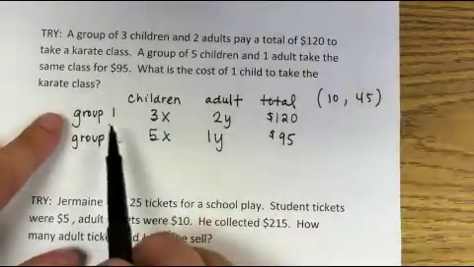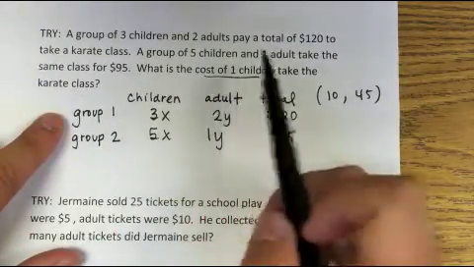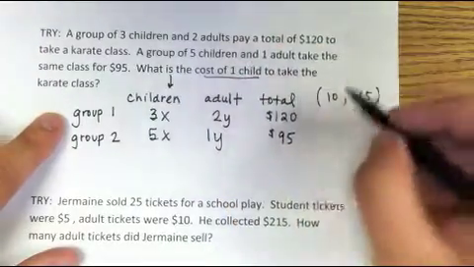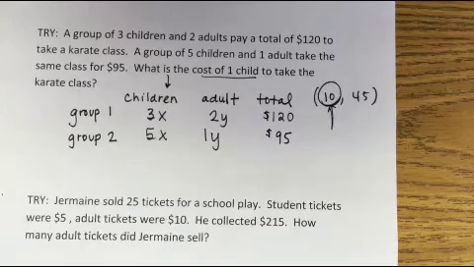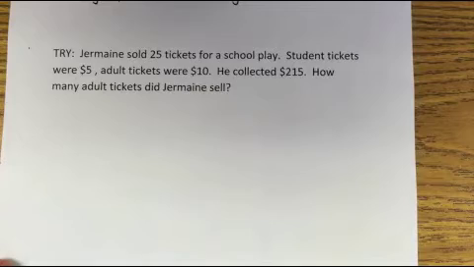Okay? So we want to know, what is the cost of 1 child? Well, since you put children first, here it is. The answer is $10. Okay? All right, and the second one, last one.